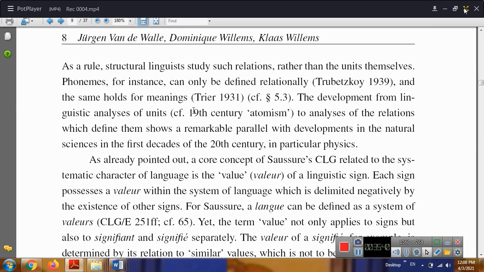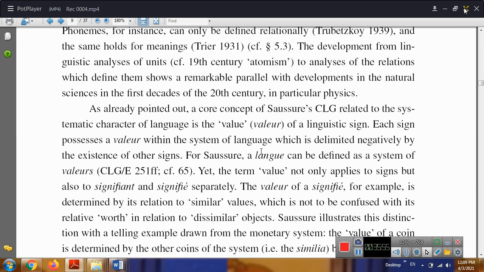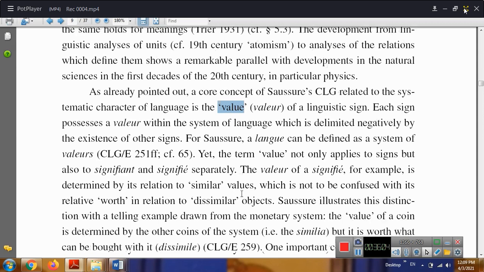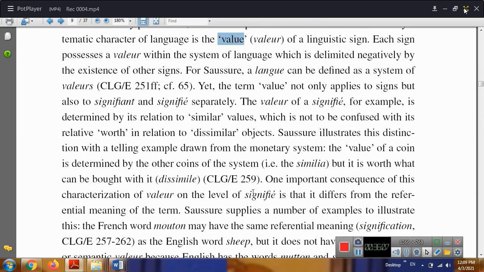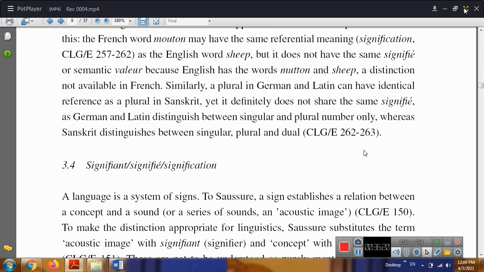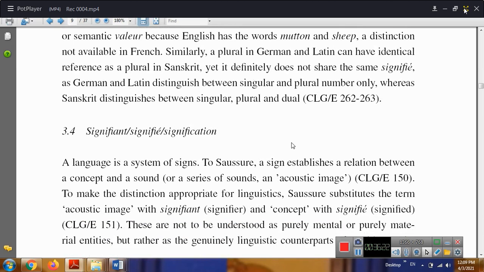And we told you that in the 19th century they studied the units of language because they were affected by physics, and they considered the language unit as an atom, and they just studied those units. Another matter which Saussure paid attention to was value, which each sign has, and which is different from other signs' value. For example, we gave you an example in a monetary system. The value of each coin is different from the value of other coins because they are in relational systems.